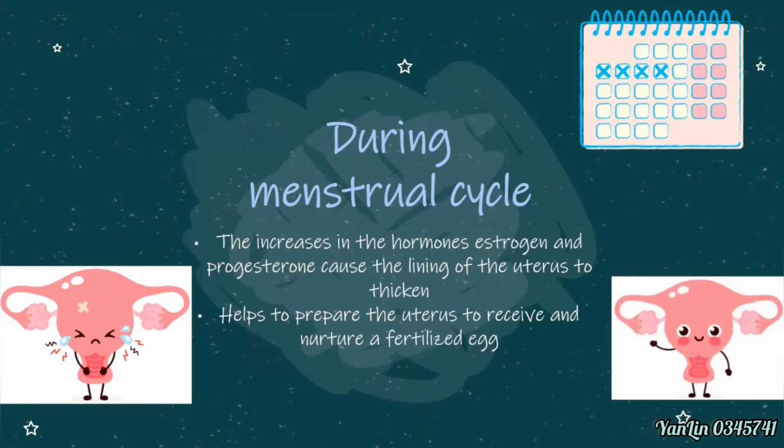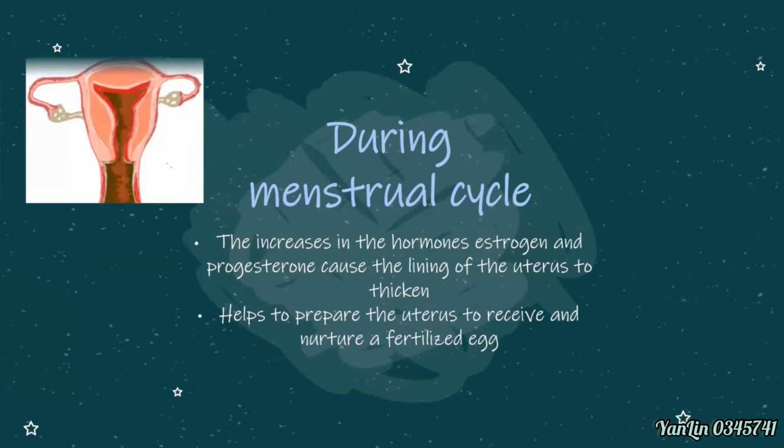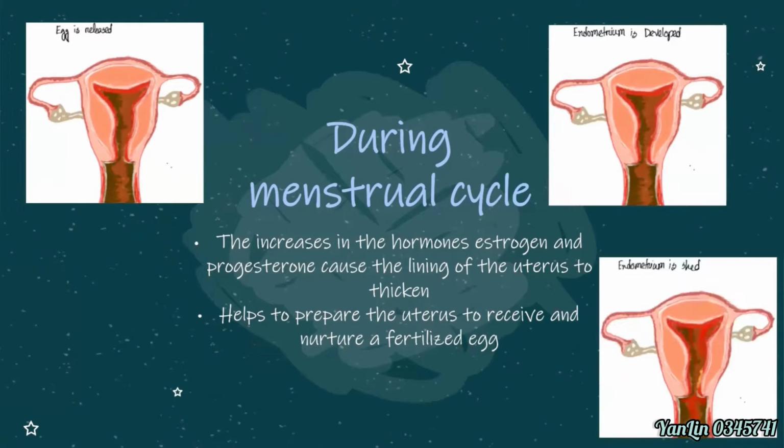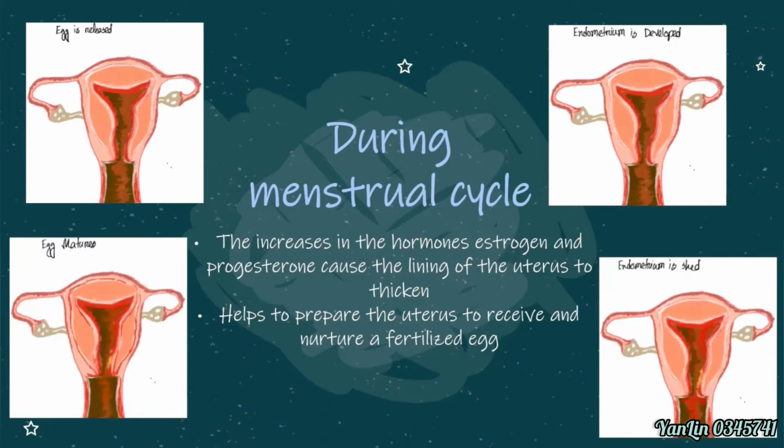During a normal menstrual cycle, the endometrial lining of the uterus goes through a process called vascularization, during which tiny blood vessels proliferate, leaving the lining thicker and rich with blood. Increases in the hormones estrogen and progesterone cause the lining of the uterus to thicken. This helps to prepare the uterus to receive and nurture a fertilized egg during pregnancy. If this does not happen, the levels of estrogen and progesterone decrease. The uterus sheds the lining as a menstrual period.